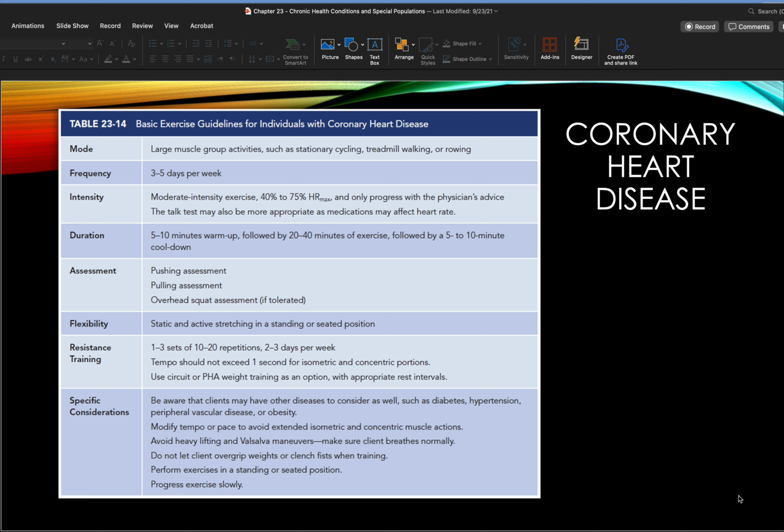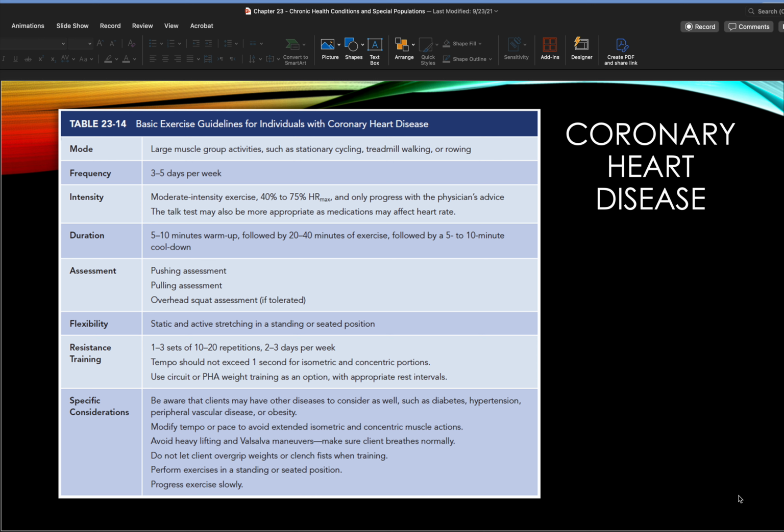There's the guidelines there. Again, I would say that the intensity factor is definitely down. I mean, hypertension was up to 90% of your heart rate max. Here, you're talking about up to 75%. So that's a very big difference.